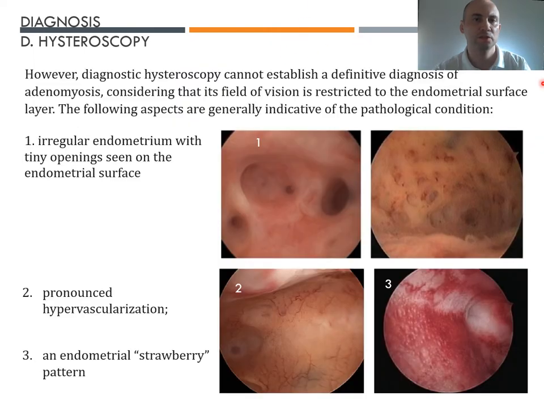However, diagnostic hysteroscopy cannot establish a definite diagnosis of adenomyosis, considering that its field of vision is restricted to the endometrial surface layer. The following aspects are generally indicative of the pathological condition: irregular endometrium with thin openings seen on the endometrial surface, pronounced hypervascularization, and an endometrial strawberry pattern.